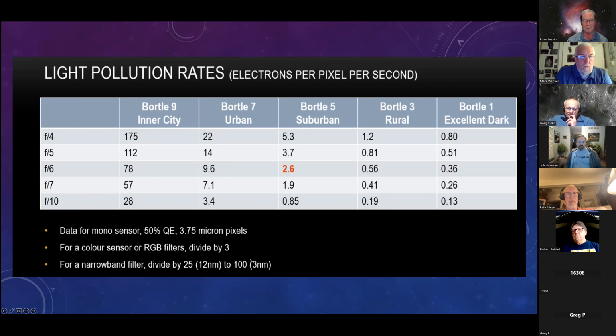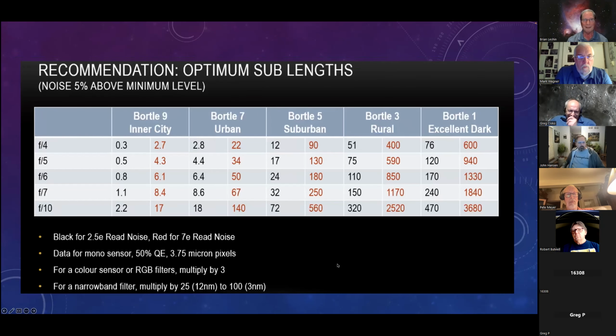But if you have a 3 nanometer, you actually reduce it by 100. So you can really take longer images, longer subs, and not get as affected by light pollution given these. So that's why narrowband is cool. It filters out a bunch of stuff. So that's the light pollution piece.